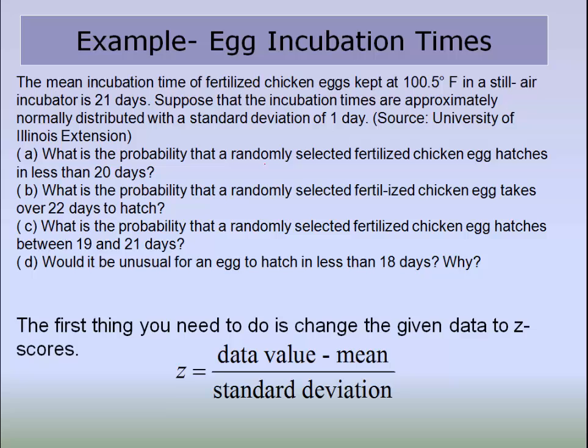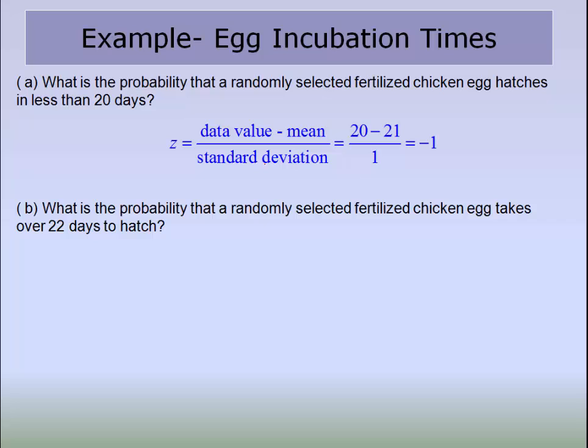So the first thing you need to do is change all of that data to z-scores, because we can't do anything with probabilities until we standardize the information. So the probability that a randomly selected fertilized chicken egg hatches in less than 20 days, the z-score for 20 would be the data value 20 minus the mean of 21 divided by the standard deviation of 1, and that gives us a z-score of negative 1.